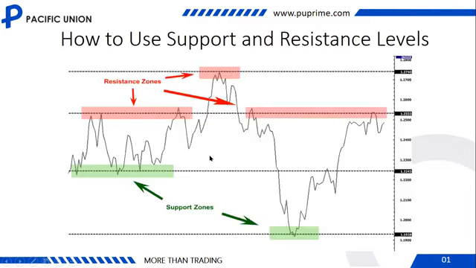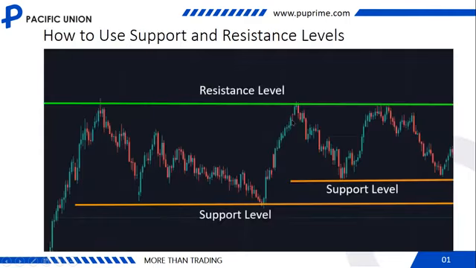Resistance. So this is an example of a line chart. You see that price moves from this support area, these green bars, the green rectangles are support areas. So this is support, this is another support. Then the top is resistance. We have resistance what? Area.